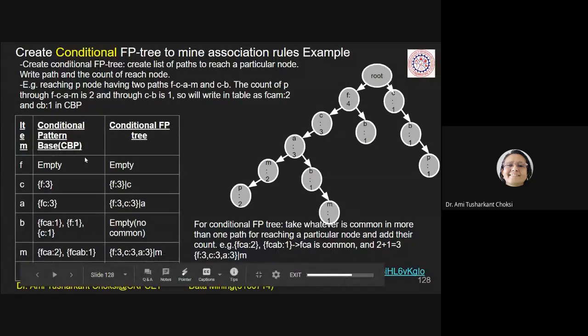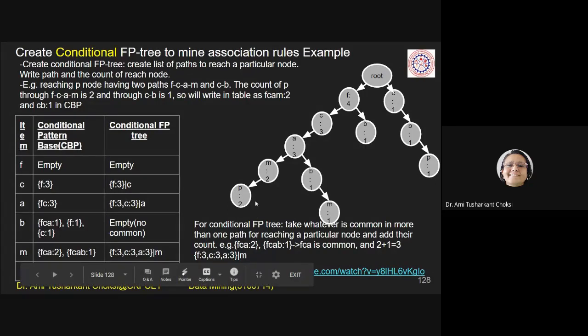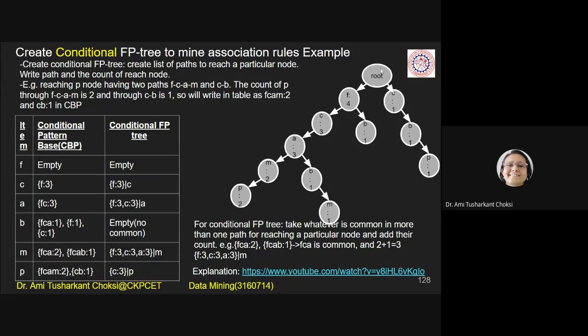So now we have to write this table. You got it or not? What we want is to reach a particular P. Whatever paths we have seen for this particular path, it is not one length, it is this particular count, right? We have seen yesterday also. If we are considering F, C, A, M, then we need to consider whatever is the minimum support count in this path. For F, it is 4. For C, it is 3. For A, it is 3. And for M, it is 2. So whatever is minimum, that is 2, right? So it is applied to all these nodes for a path.